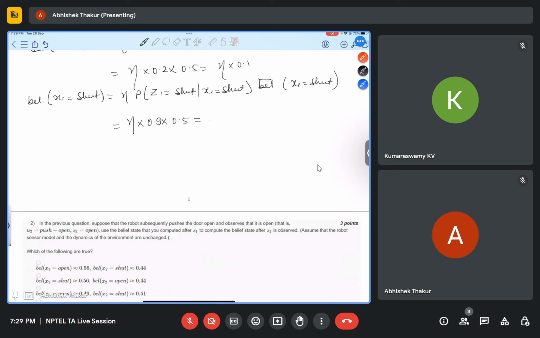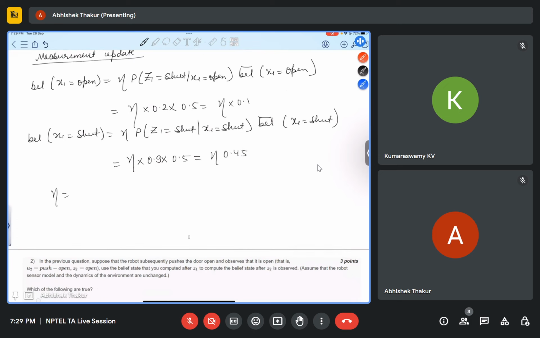So this term will be eta into 0.45, and eta can be given as the summation of all the numerator terms and taking the inverse of that. So eta is the inverse of 0.1 plus 0.45, which is equal to 1 by 0.55. So after we divide it, we get belief of x1 is equal to open as 0.1 by 0.55. Let me calculate, 0.1 divided by 0.55. So this is 0.1818.